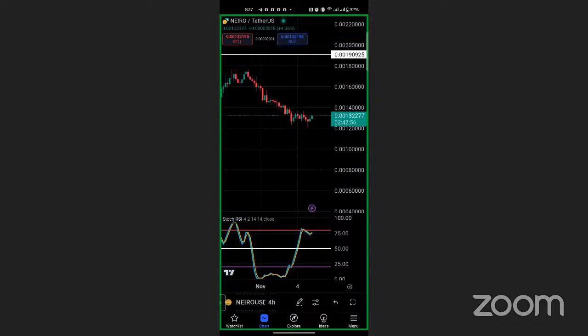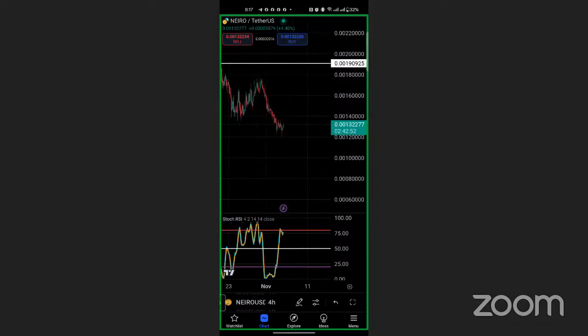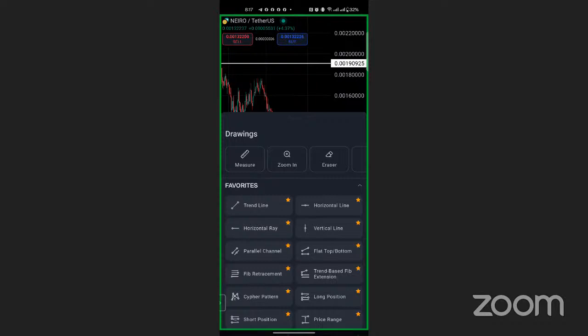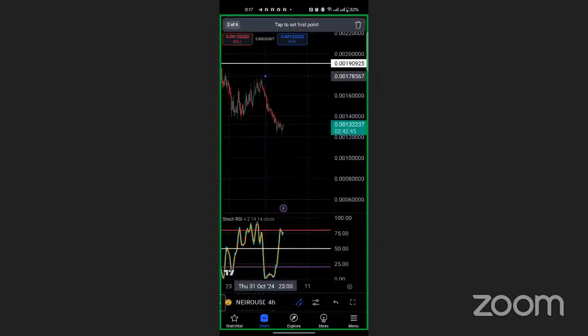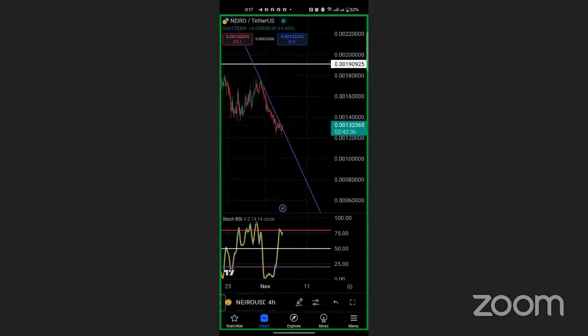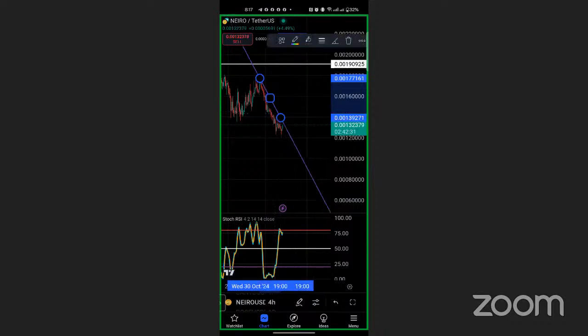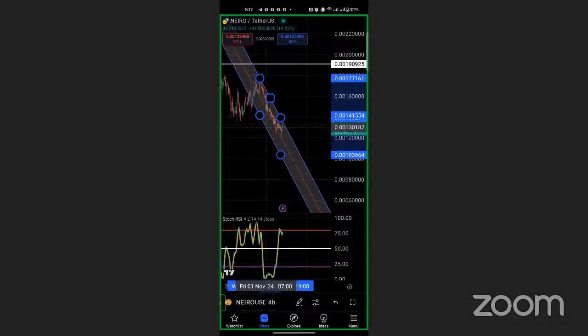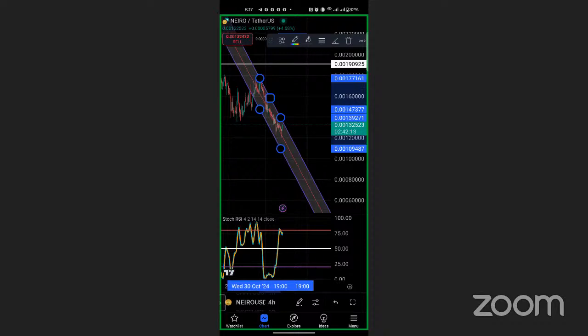If I want to look at this trend, I'll just pick my parallel channel. From the highest point, stretch it to the lowest point. Two to three touches is good. Then tap on the line and stretch it to any lowest point of my choice. These lowest points here, any of my choice.